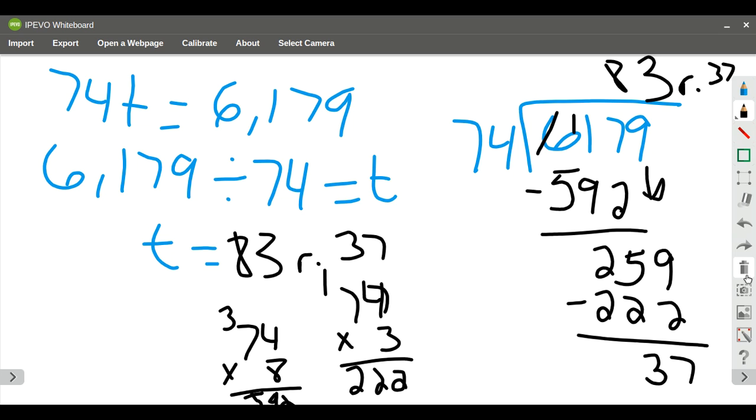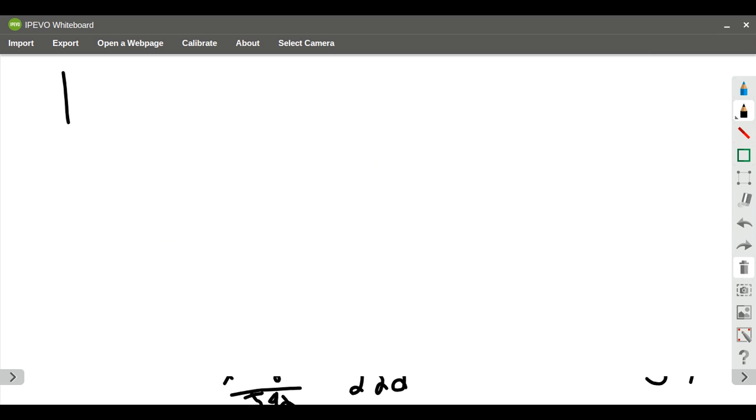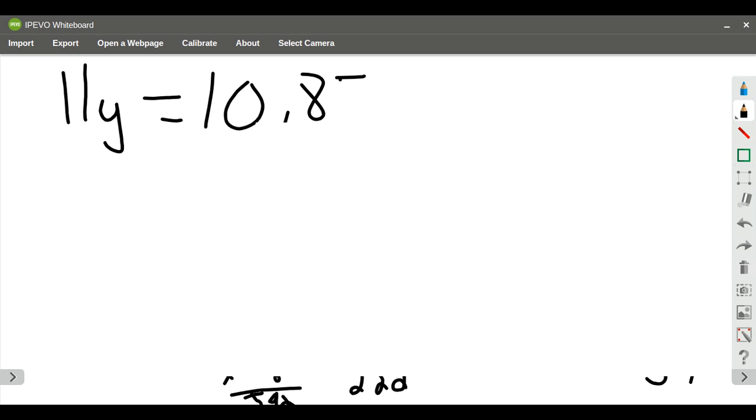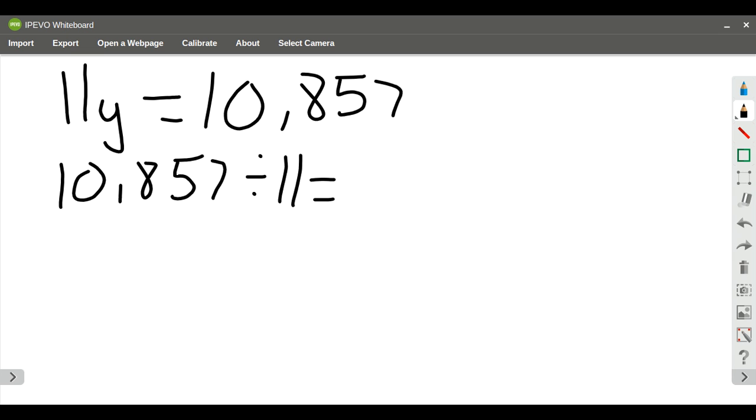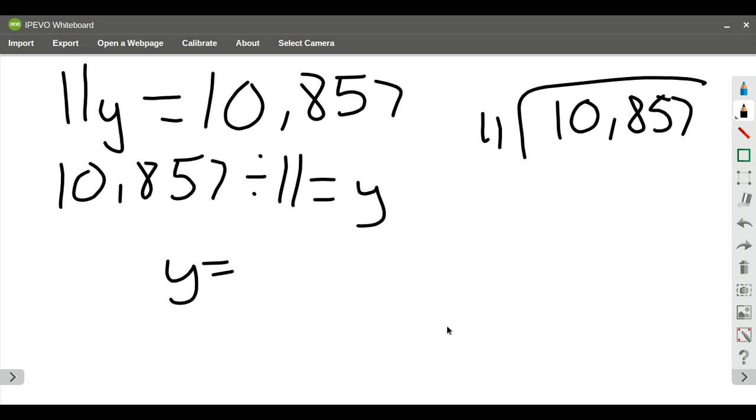So the last problem that I'm going to take a look at is 11y equals 10,857. And so when I look at this, I'm going to flip it around. So I have 10,857 divided by 11 equals y, and then we're going to solve for what y equals. And I'm going to set up my problem. So I have 10,857 divided by 11. 11 cannot go into 10, so it's going to go into 108 9 times. That's 99.